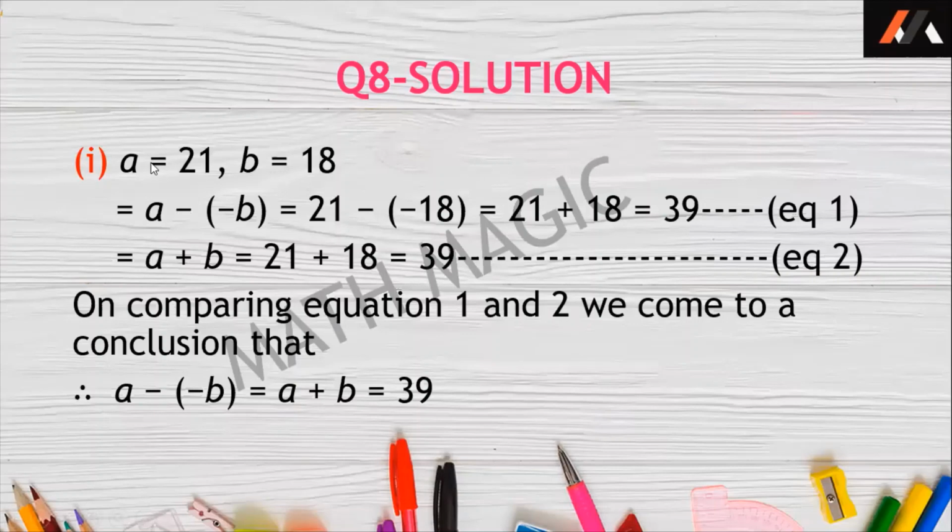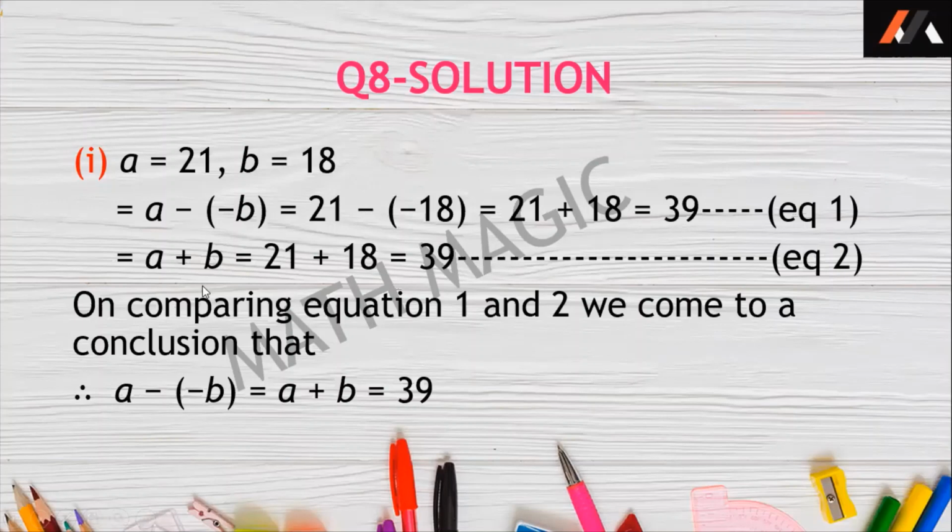In this question, it is given a equals 21 and b equals 18. We have that a minus (minus b) equals a plus b. We have to just substitute the values. a minus (minus b) equals 21 minus (minus 18), that is equal to 21 plus 18, which is equal to 39.